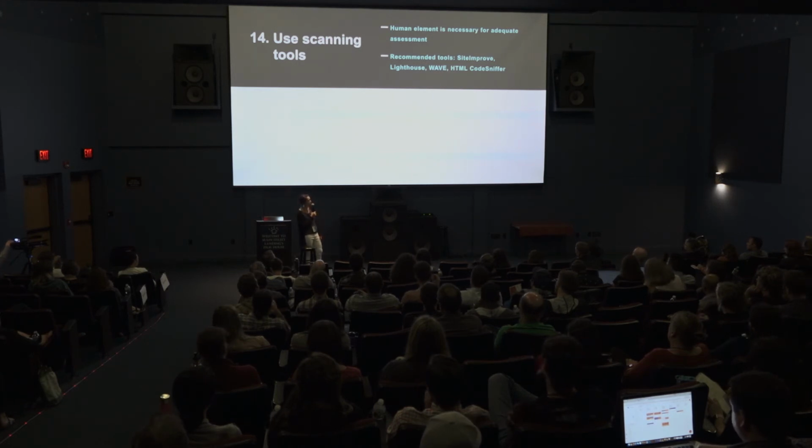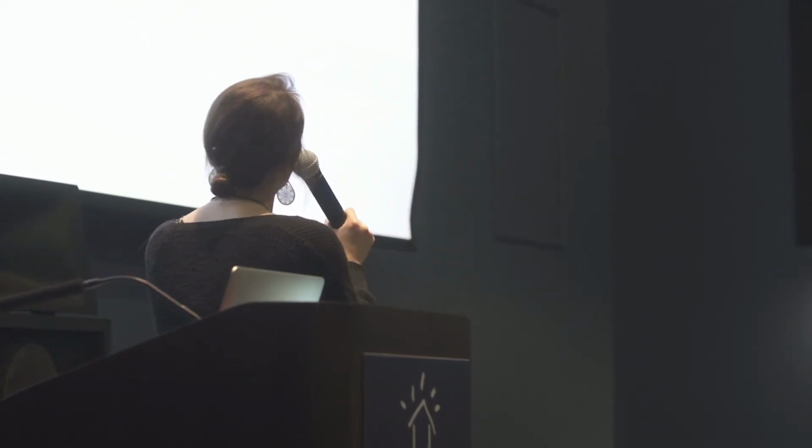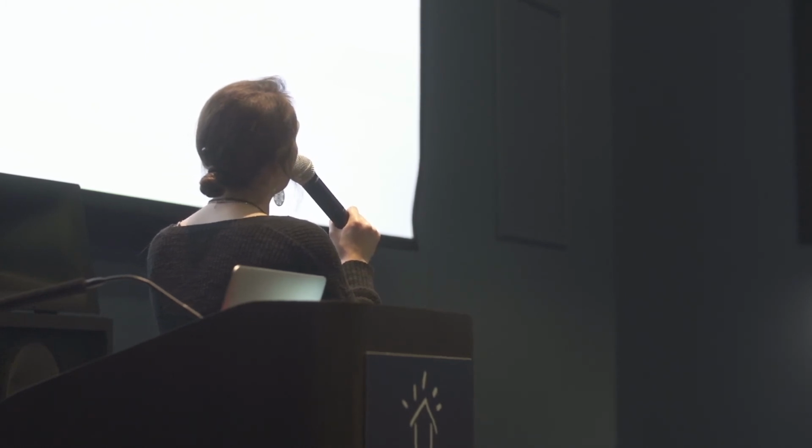Lighthouse, that's an auditing tool through Google. If you go to the inspector tools, you can just go in and it's their accessibility tab. Wave, that's just a code validator. HTML CodeSniffer, it's also a code validator. These are all good places to start, and then like I said, you want to fill in the gaps on your own.